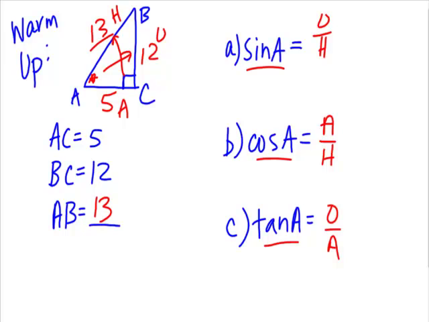This gives me an opportunity though to review. We met some reciprocal trig functions. So the reciprocal to sine is cosecant, so you just flip sine. The reciprocal to cosine is secant, and the reciprocal to tangent is cotangent. So if you know one and you want to know its reciprocal, you just flip it.